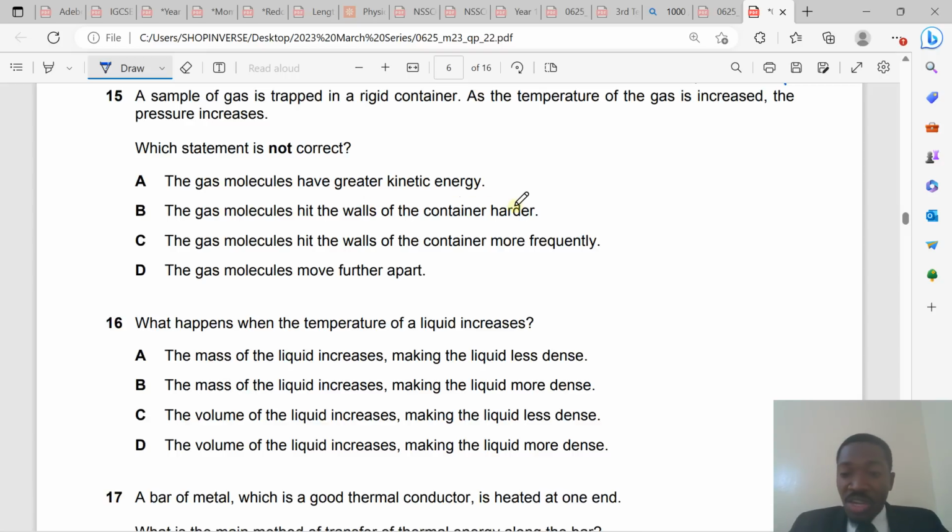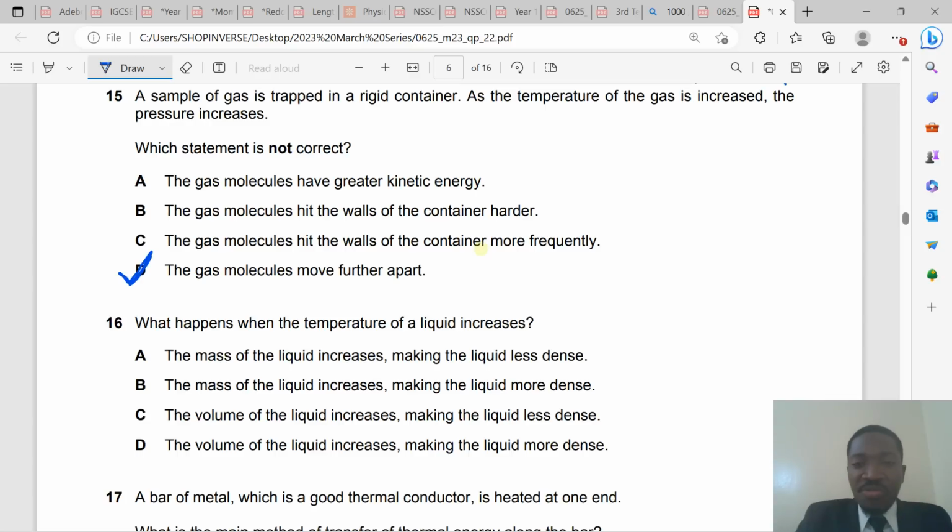B. Gas molecules hit the walls of the container harder. Well, since pressure is increasing, that means the molecules hit the container more frequently. C. Gas molecules hit the walls of the container more frequently. Yes, that's correct. They hit the container harder because they have more kinetic energy, and they also hit the container more frequently. Option D. Gas molecules move further apart. That is not correct, so that makes it the correct answer, because the question says which one is not correct. This is the one that is not correct.